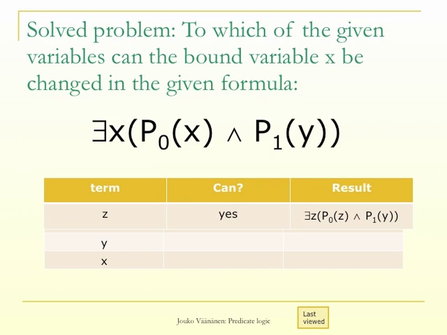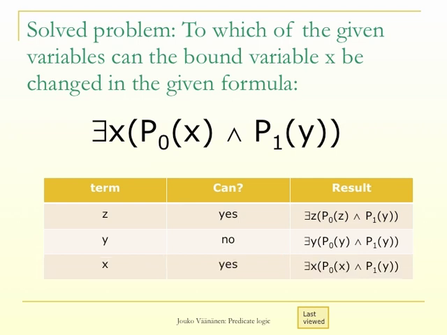The next is y. Can we change the bound variable x to y? Now if we do the change, then the only occurrence of y, which is a free occurrence, would become bound. So the answer is no. Finally, x. Can we change the bound variable x to x? Of course we can, because it's no change at all, so there's no problem.